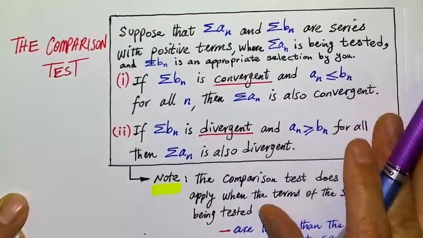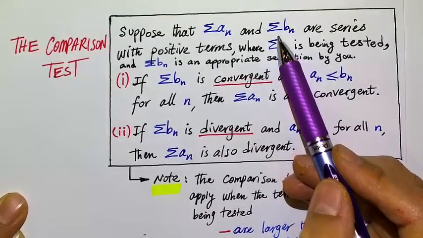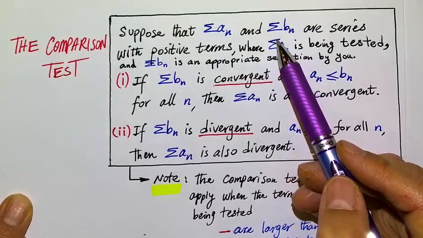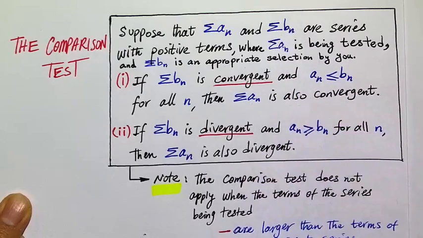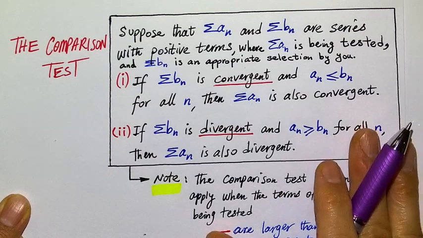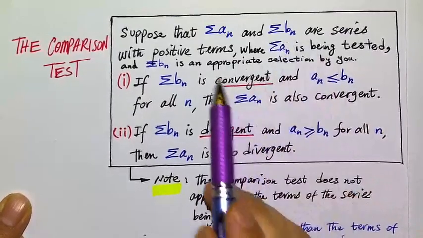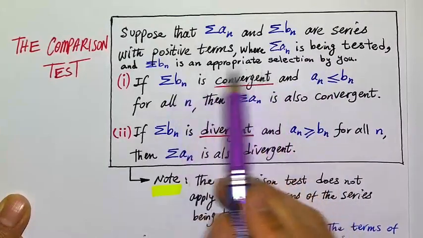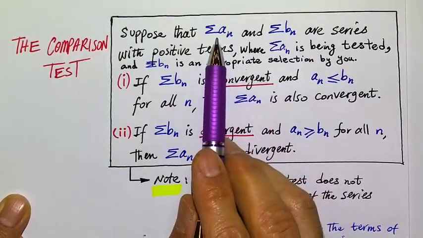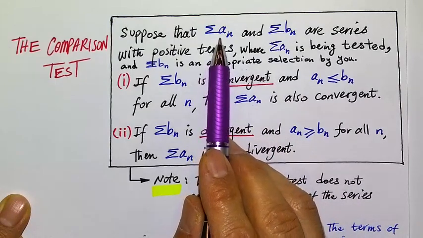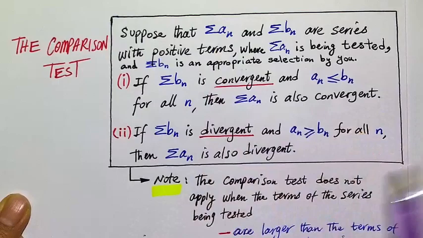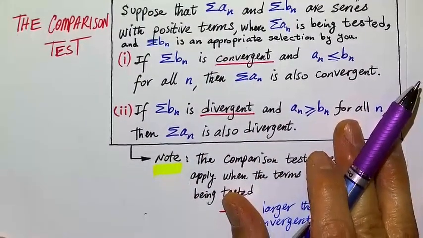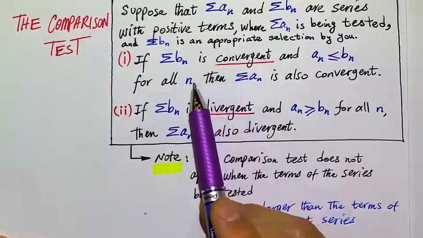The point is, when we say this is what you have to pick, you're picking a series that is familiar to you. That is either a P series or a geometric series, because you know when P series and geometric series diverge or converge. That's why we're saying you're picking a series that is an appropriate selection by you. Whether or not it's appropriate depends on what series we're testing. You'll see examples of it, so you know exactly how this method unfolds.